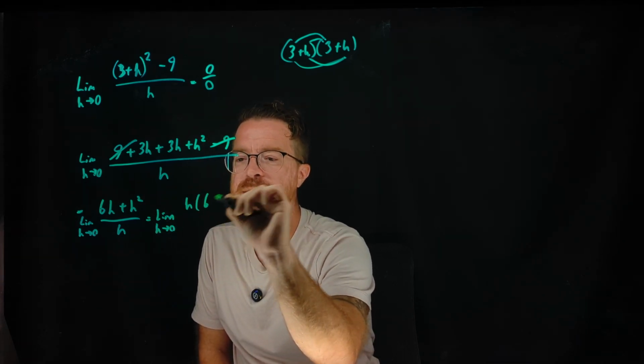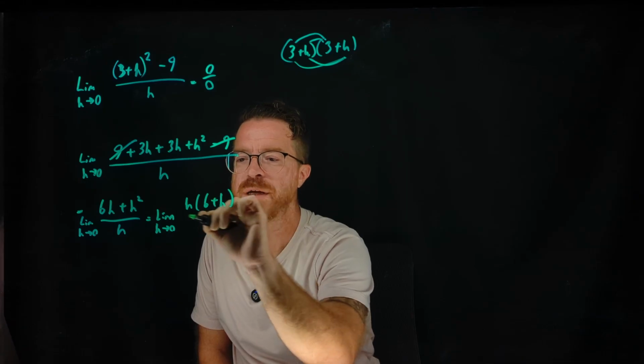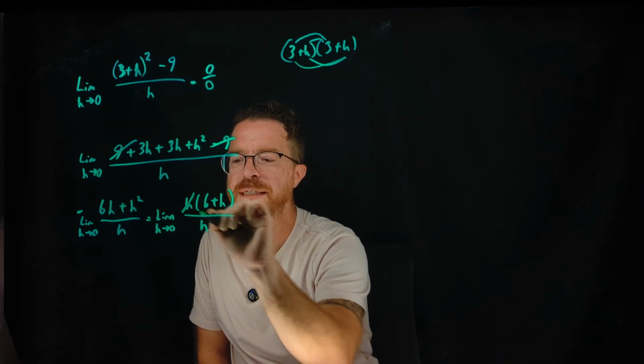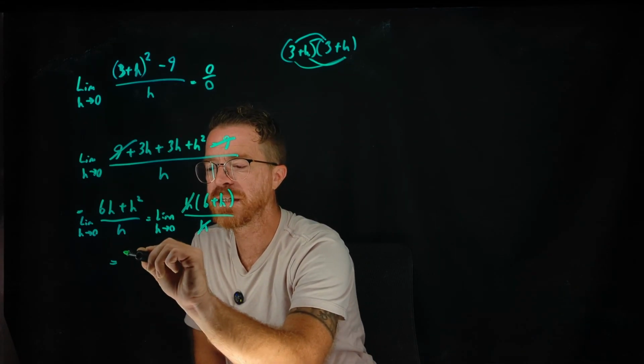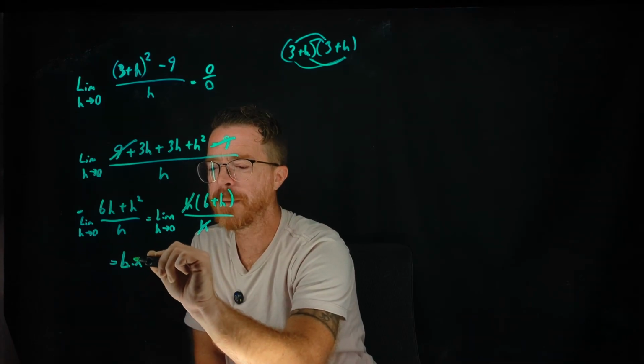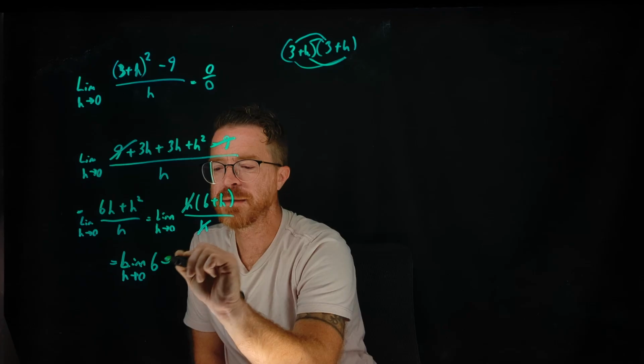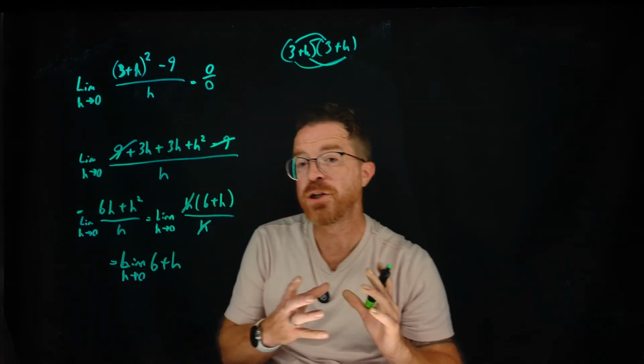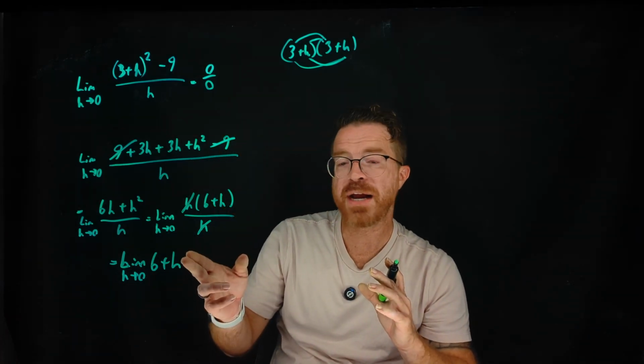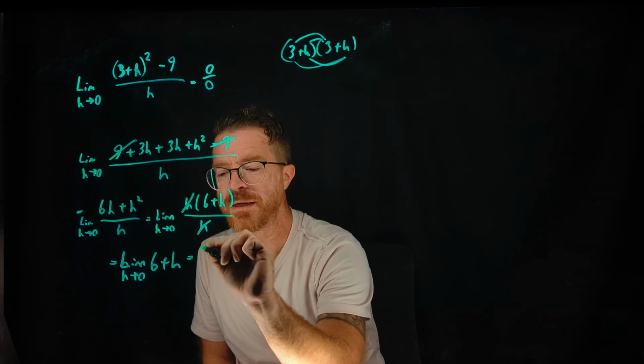So this is going to be 6 plus h divided by h. These h's will cancel, and this will just leave me with the limit as h approaches 0 of 6 plus h. Now I can do my substitution, plug in 0 for h, and I'm left with 6.